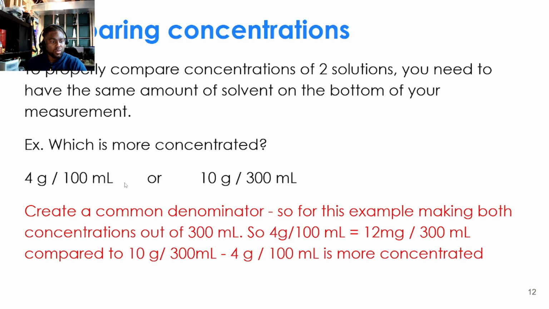If we have a denominator of 100 mils and a denominator of 300 mils, create a common denominator. So for this example, making both concentrations out of 300 mils, right? So we can multiply them both by 3, the numerator and the denominator, which gives us 12 milligrams over 300 milliliters, which then means that this one, or the 4 grams per 100 milliliters, is more concentrated, right? Because 12 is greater than 10.